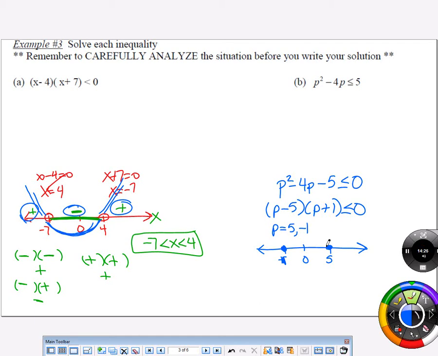So there's my endpoints. Why did I fill them in this time rather than leave them as open circles? Good. Okay. All right, now to decide where to shade. So those of you that did our analysis, when you plugged in numbers less than negative 1, did this multiplication result turn out to be positive or negative? Positive, because it was negative and negative, which turned out to be positive.